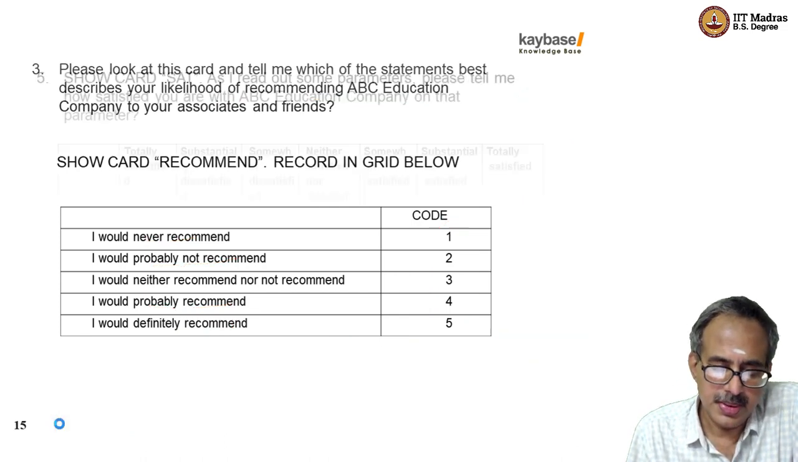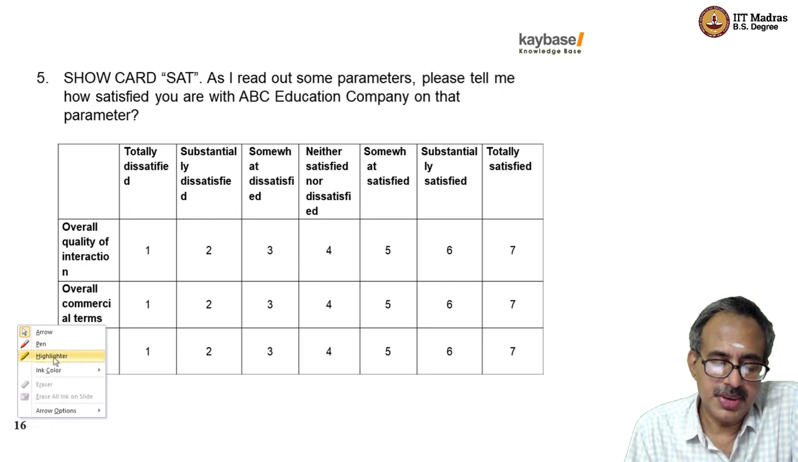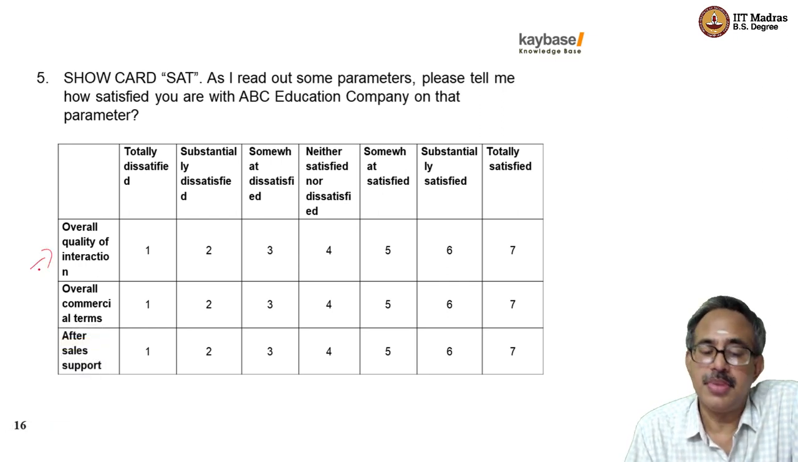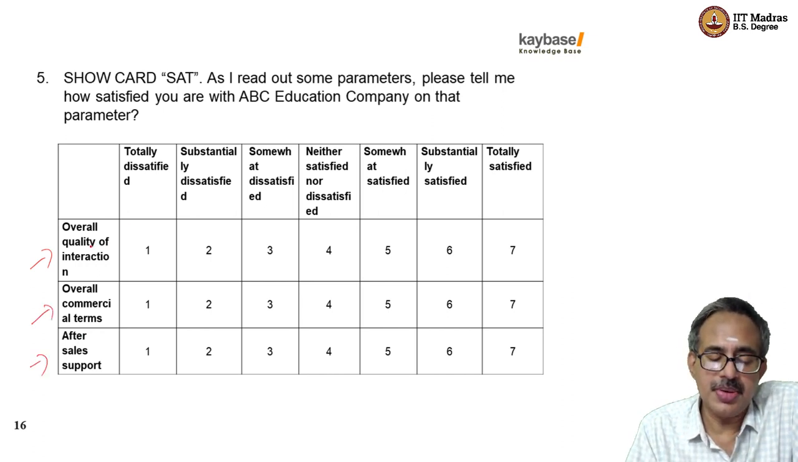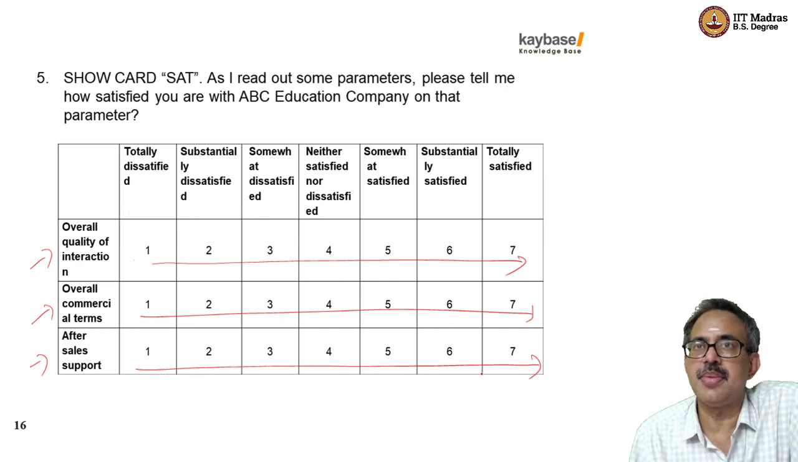I'll go forward. Then I said, we have questions about individual parameters. In this case, the individual parameters are: are you satisfied with the quality of interaction with the company, with the commercial terms like billing and prices, after-sale service? Are you satisfied with the overall quality of interaction? 1 to 7. So we ask a series of questions: are you satisfied with this? Give us a score out of 1 to 7.